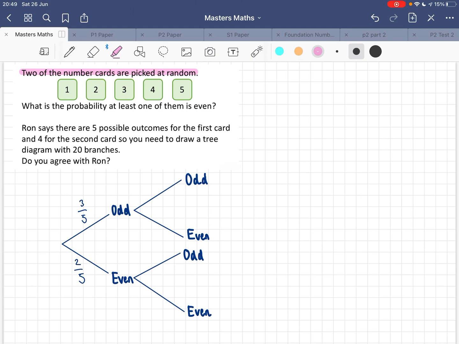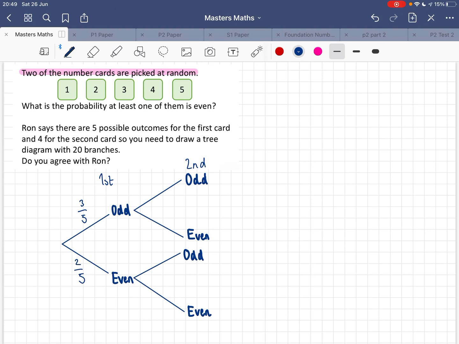So this is the first card. Oh, I still got the highlighter on. So this is the first card and this is the second card because we're picking 2 in total. But because it says we're just picking 2, we are not replacing them. We are not putting that first card back. So once we've picked 1, we've only got 4 left to choose from.